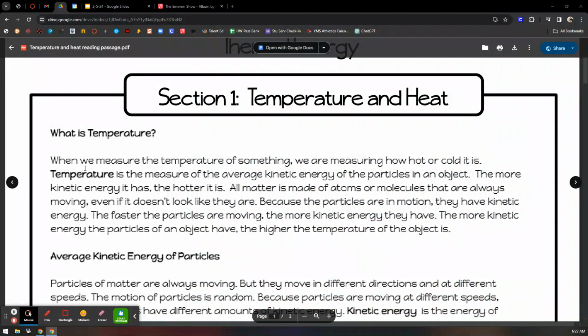Okay, we're going to read just section 1 on temperature and heat, so this is the first 2 pages. It says, what is temperature? When we measure the temperature of something, we are measuring how hot or cold it is. Temperature is the measure of the average kinetic energy of the particles in an object. The more kinetic energy it has, the hotter it is.